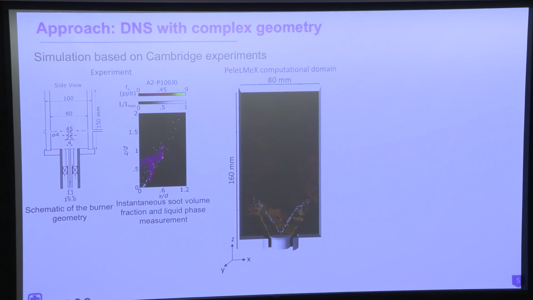This is the PeleLMeX computational domain. And you can see it's pretty big. It's 160 millimeters in the axial extent and 80 millimeters in the radial extent. I'm showing the heat release rate, and the little white dots represent the liquid phase. The image on the left is our initial attempt at using the hybrid method of moments to get the soot volume fraction, where the isocontours are shown. I'll be talking about two fuels today. We'll be comparing the alcohol-to-jet C1 low cetane number fuel with Jet A, which is a conventional jet fuel.